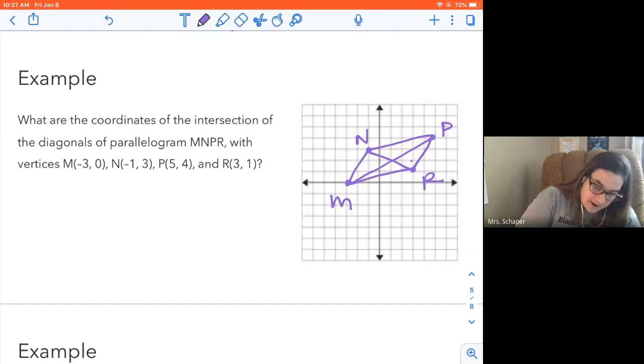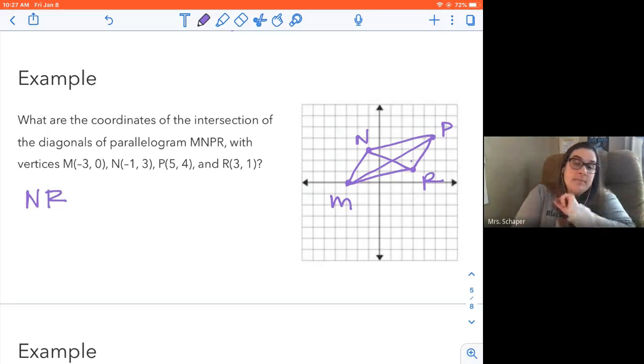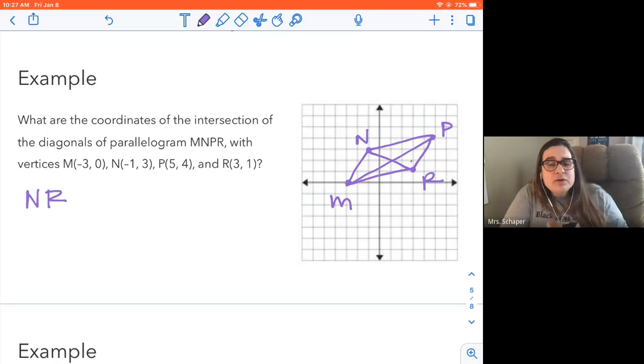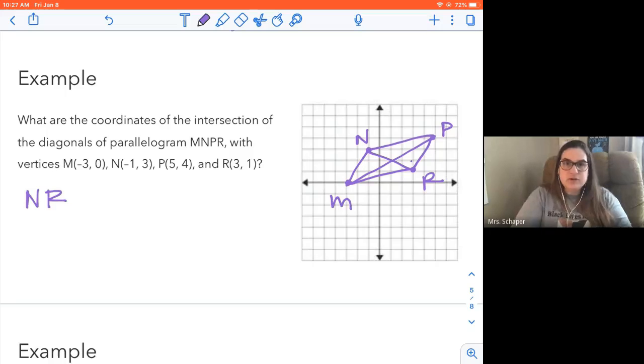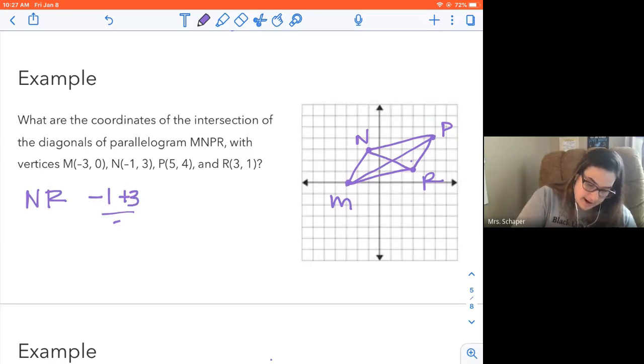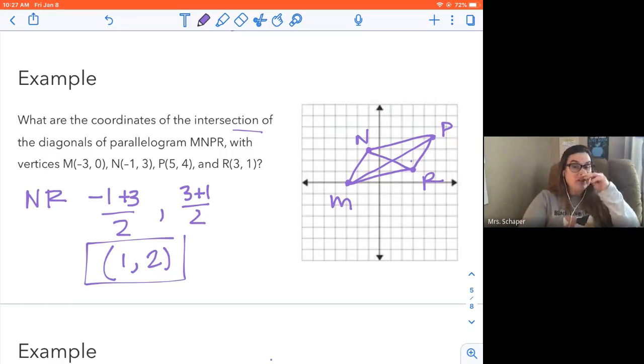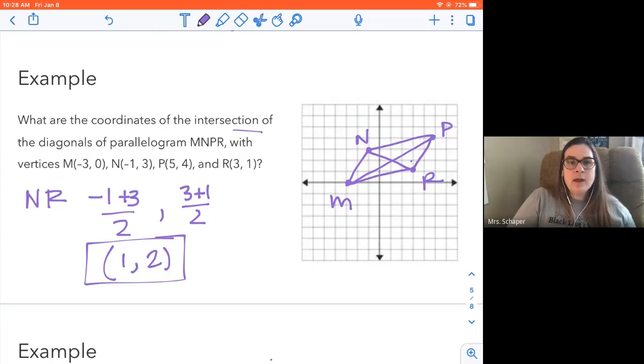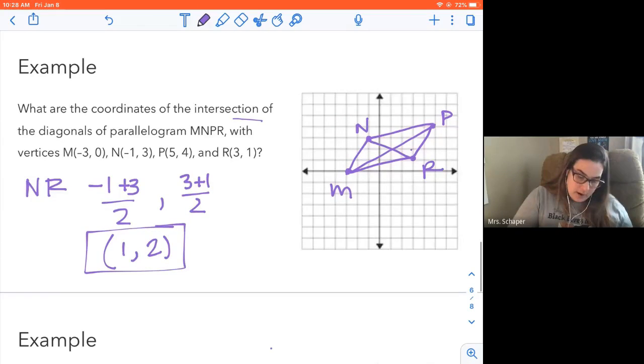So I want to find the midpoint of NR. To find the midpoint, I add my x's and divide by 2, and I add my y's and divide by 2. So -1 plus 3 divided by 2 will get me my x value. And then 3 plus 1 divided by 2 will get me my y value. So the intersection point is going to be 1, 2. Okay, 1, 2. All right.